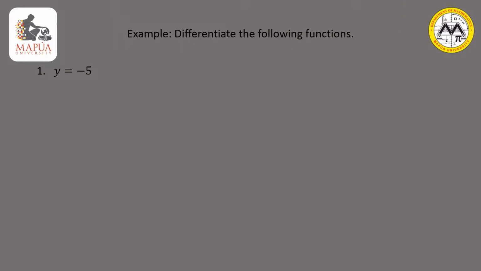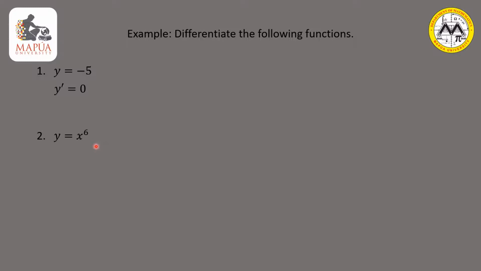Okay, let us now apply the differentiation rules in differentiating the given functions. For number 1, we have y is equal to negative 5. The form of the function is just a constant function, hence the derivative y prime is equal to 0. Given y equal to x to the 6, the function is a power function of the form x to the n.